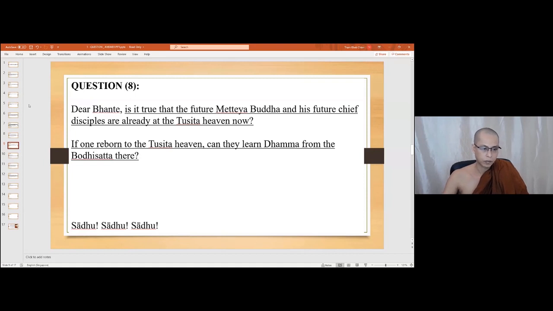If one is reborn in the Tusita heaven, can they learn Dhamma from the Bodhisattva there? Of course, yes, if they wish. If they don't wish and don't have any desire to learn Dhamma, they ignore. Only those who wish to learn the Dhamma. If there's no Maitreya Buddha there, he will come there before he becomes the Buddha. If he is already there, you can learn. And if he is not there, you can wait for him.